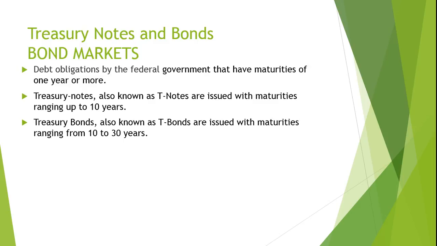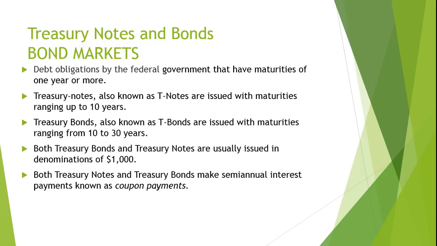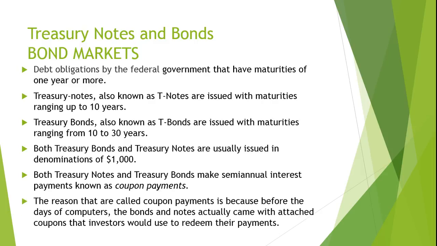Both Treasury notes and Treasury bonds make semi-annual interest payments known as coupon payments. The reason they are called coupon payments is because before the days of computers, the bonds and notes actually came with attached coupons that investors would use to redeem their payments.